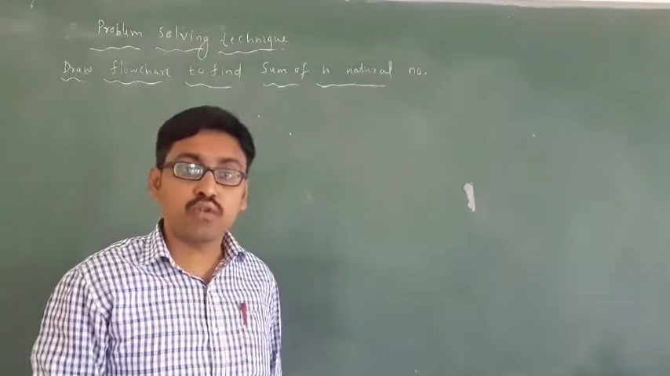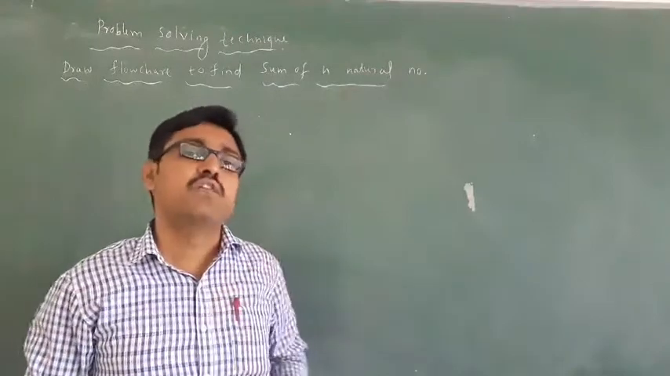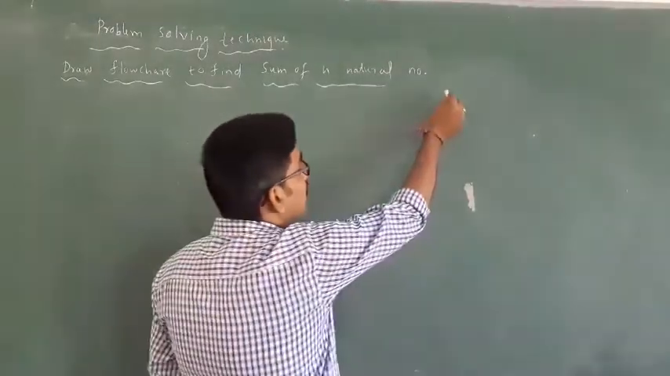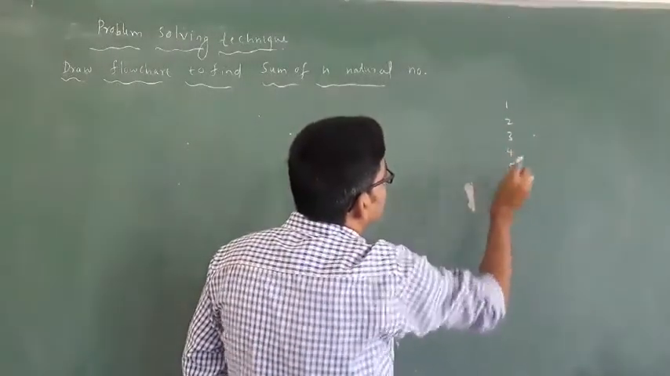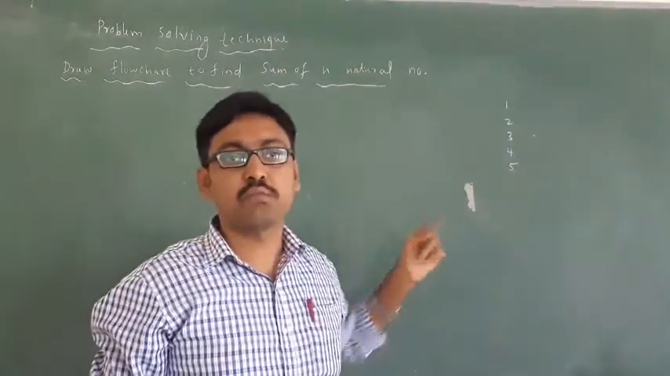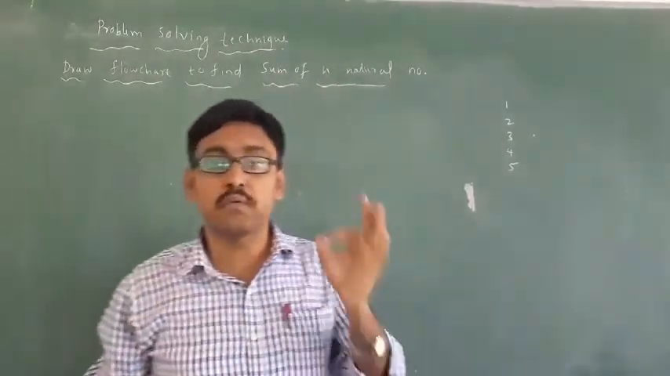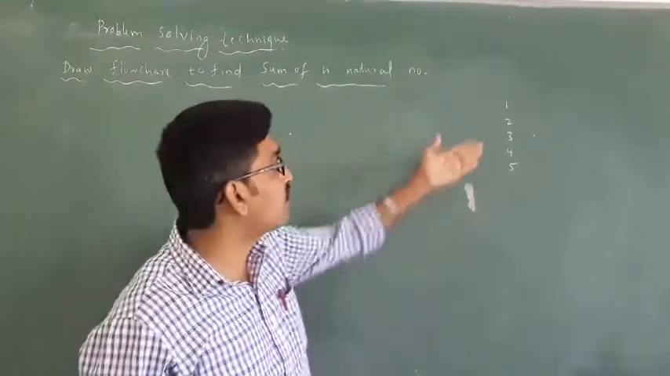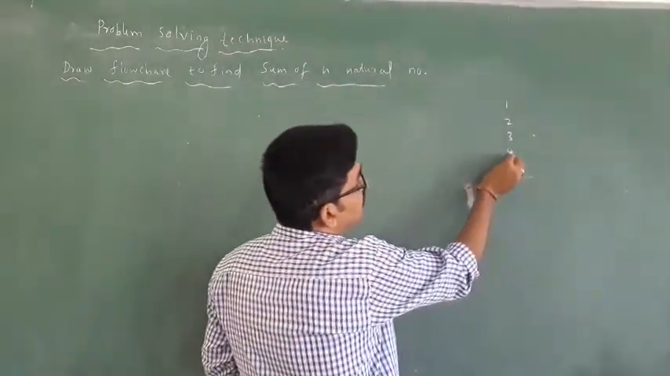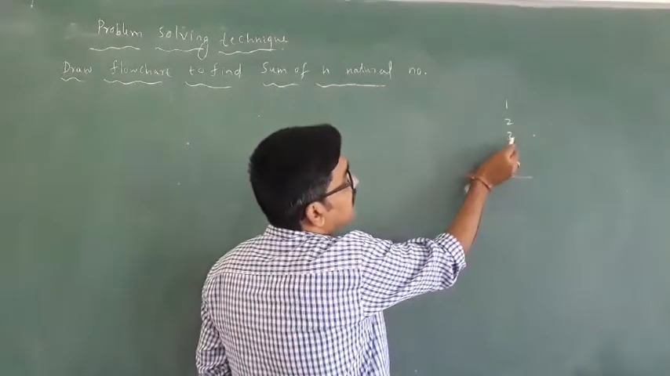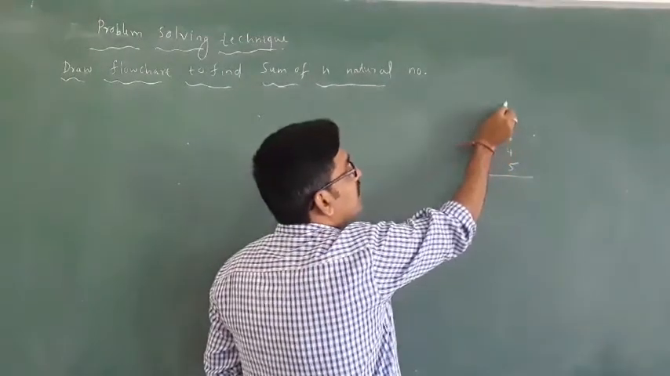Natural numbers always start with 1. For example, I am taking 5 natural numbers: 1, 2, 3, 4, 5. The question is: draw a flow chart to find the sum of n natural numbers. What is the sum of these 5 natural numbers? See, 5 plus 4 is 9, 9 plus 3 is 12, 12 plus 2 is 14, plus 1.